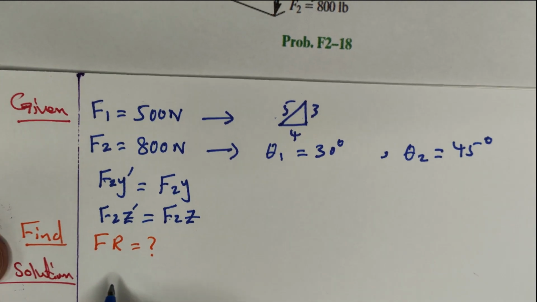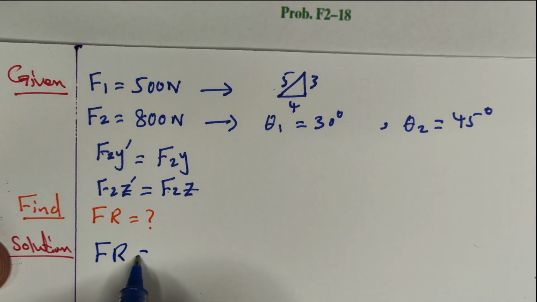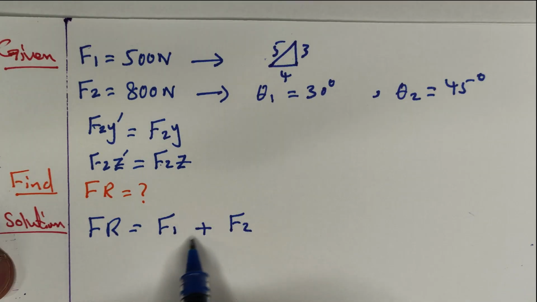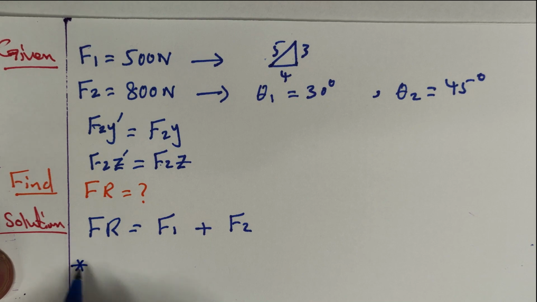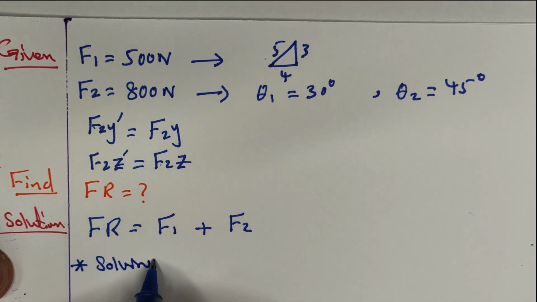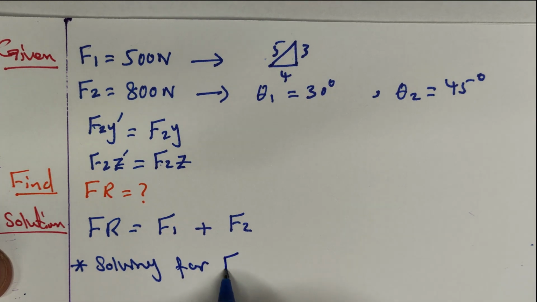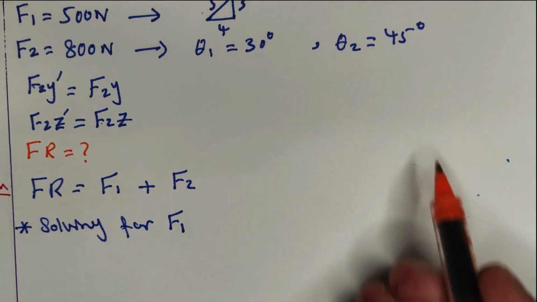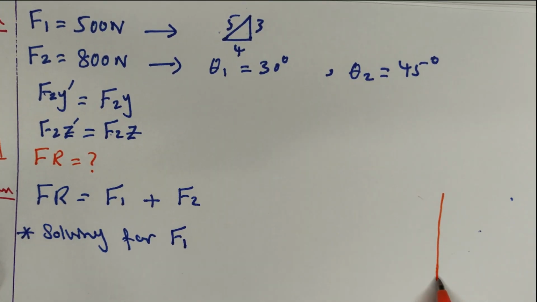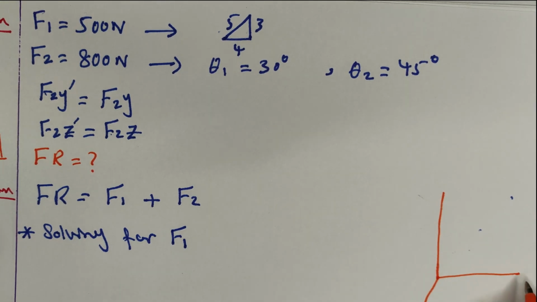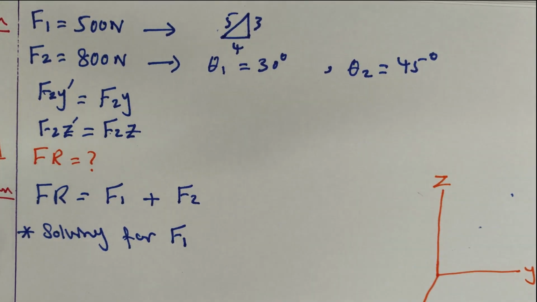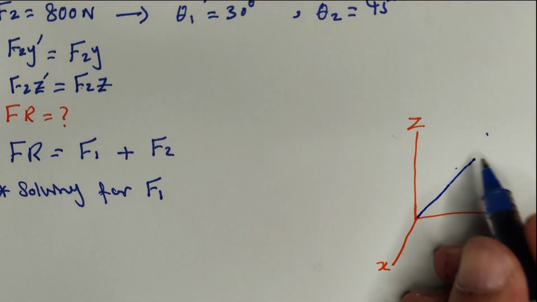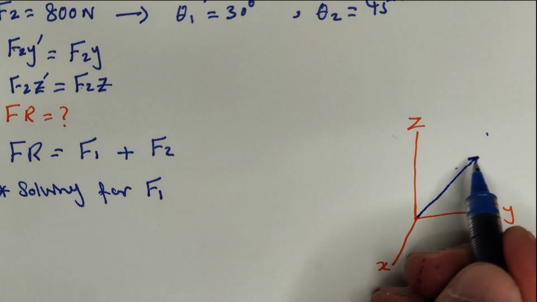In the solution, we know that Fr is going to be equal to F1 plus F2. So now we have to solve for F1 and F2. So the first step, solving for F1. In order to solve for F1, we have to construct a free body diagram. The free body diagram for F1, in this case, we have Y, Z, and X. We know that F1 is coming out between the Z and Y.